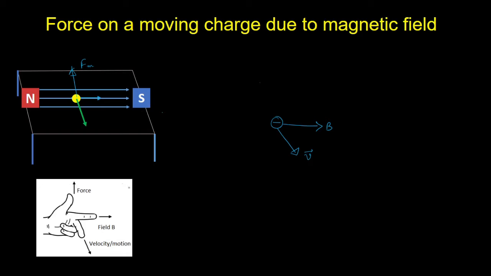Again, let us use the Fleming's left hand rule. So I'll get the same result. In this particular case, the thumb is showing upward direction. Therefore, the magnetic force must be in the upward direction. But Fleming's rule is applicable for positive charge, and for negative charge, we have to flip the direction.